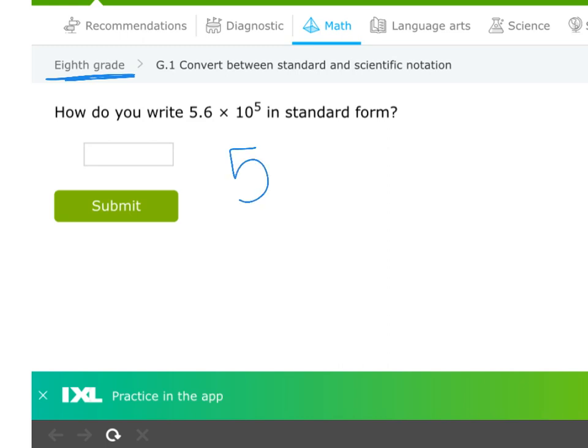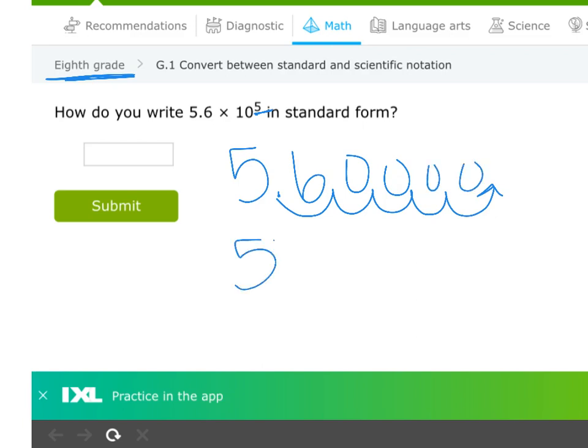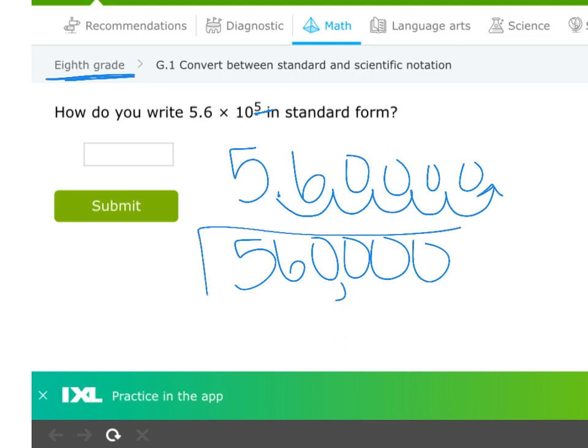So if you think about the notes that we did, because this is a positive 5, we're going to take our decimal point and we're going to go 1, 2, 3, 4, 5 spaces. So we're going to have 1, 2, 3, 4 zeros. So we have 5, 6, 1, 2, 3, 4 zeros. And that is what we would plug in for our answer.